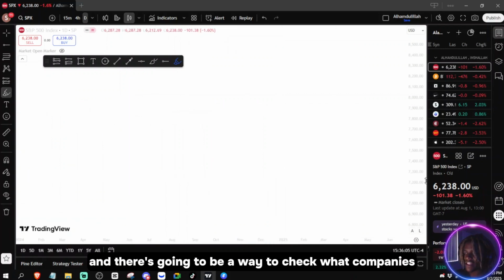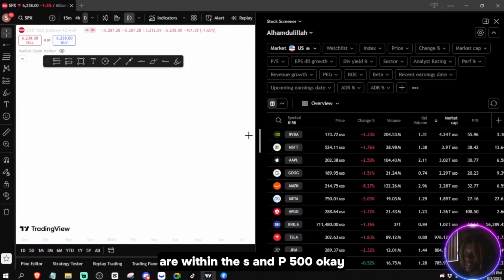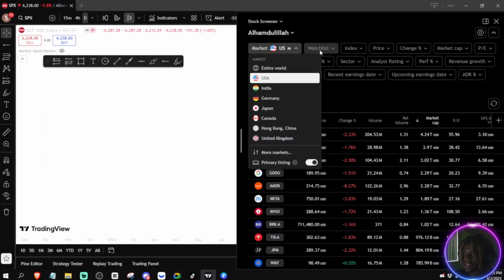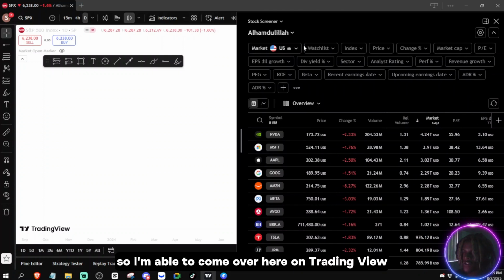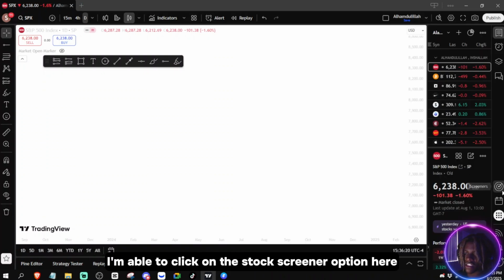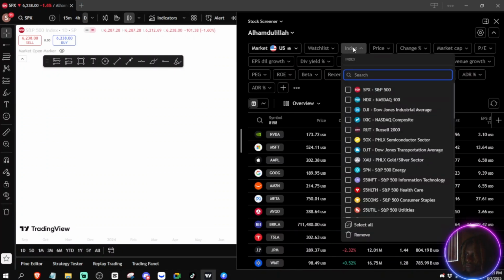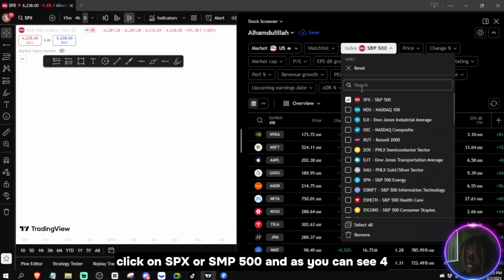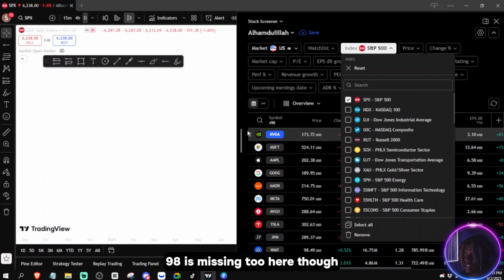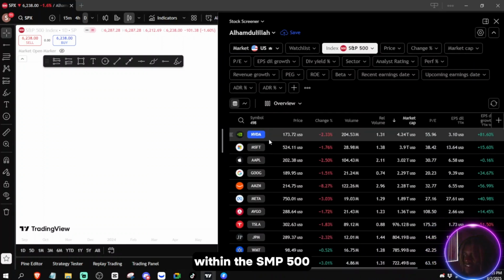And there's going to be a way to check what companies there are within TradingView. So let's go ahead and check to see what companies are within the S&P 500. I'm able to come over here on TradingView. You can Google it, do whatever. But on TradingView, I'm able to click on the stock screener option here, click on indexes, click on SPX or S&P 500. And as you can see, it's 498, missing two here though, but it's going to show me all 500 of the stocks within the S&P 500.